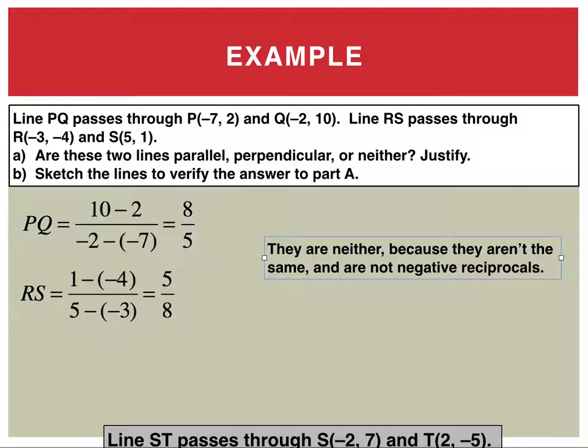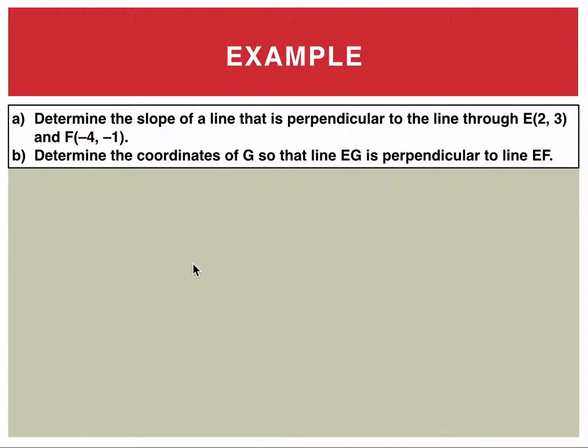So you find the two slopes. You just do your slope work. Find the two slopes and ask yourself, are they the same? Are they negative reciprocals? And if both answers are no, then it's neither. If they're the same, it's parallel. If they're negative reciprocals, it's perpendicular.